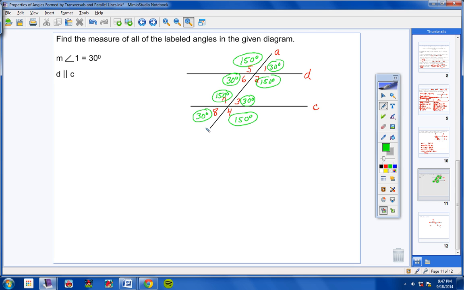So we're just practicing over and over again, students, the relationships between the corresponding angles, the alternate interior angles, the alternate exterior angles, and the consecutive interior angles, okay? All right, let's move on to our last problem here.